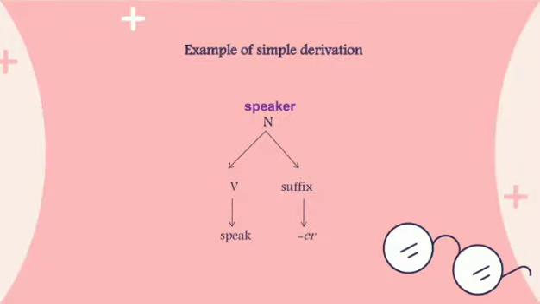For example, you may see on the screen the word speaker. Speaker is a noun, and it comes from the verb speak attached with the suffix er, becoming speaker. So it is only attached with one affix, a suffix. That is why it is called simple derivation, because it is only attached with one affix.